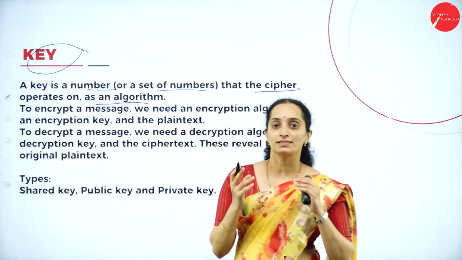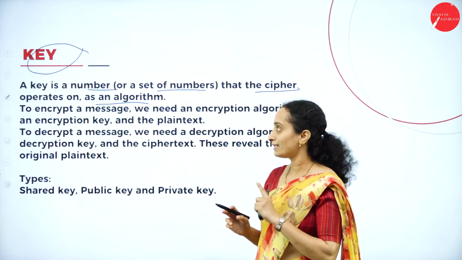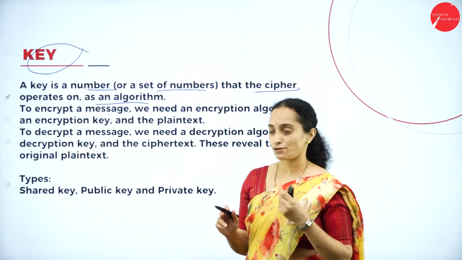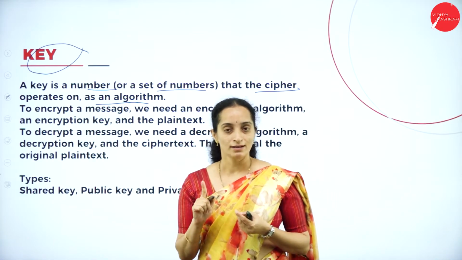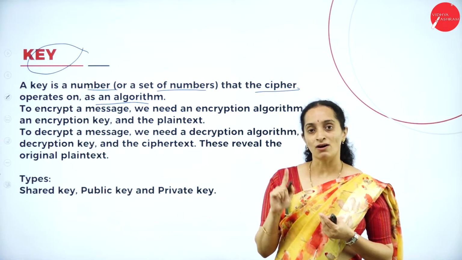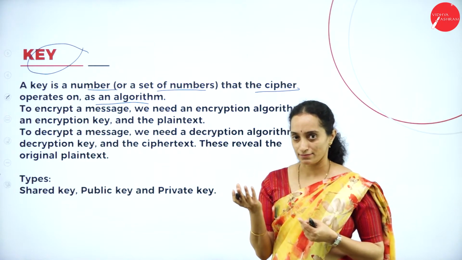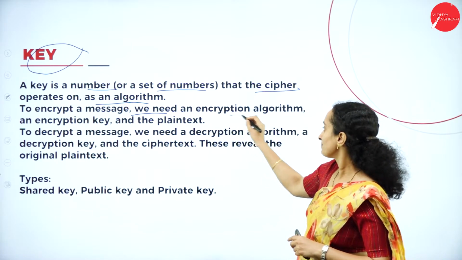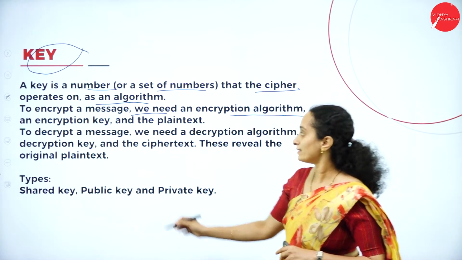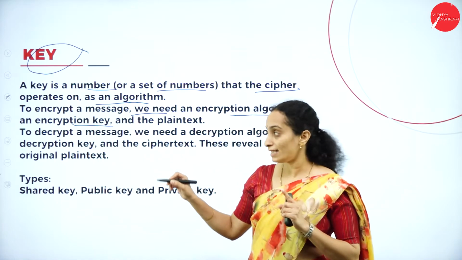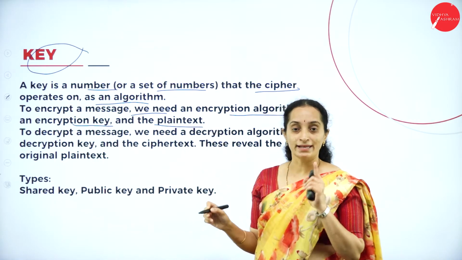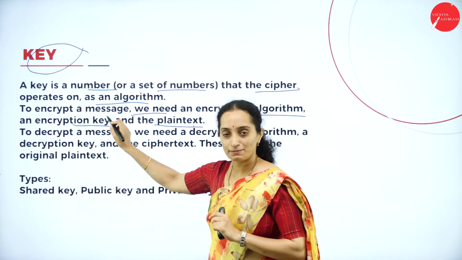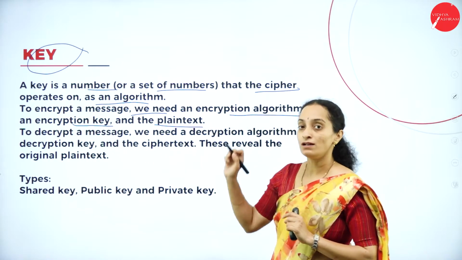Whenever an algorithm is executed, it creates a key, maybe a number or set of numbers, a value or set of values. There may be a single value or number, or maybe a set of multiple values. To encrypt a message, you need an encryption algorithm, an encryption key and a plain text.